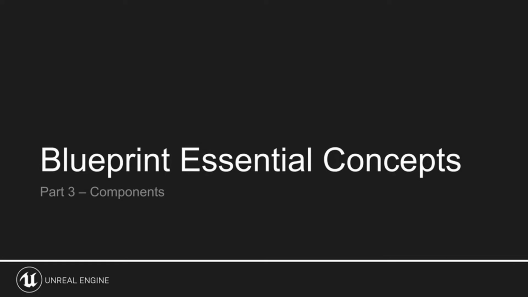Components are the bits and pieces that make up our blueprints and can also have functionality or properties attached to them that we can access. In this video, we're going to take a look at where and how we can add components to our blueprints, accessing their properties, and touch on some of the different types of components that are available.